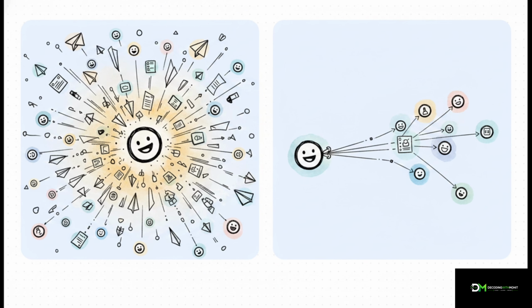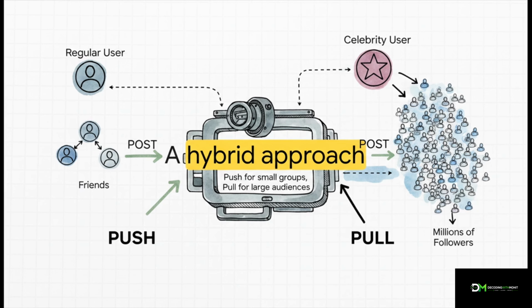Or, option 2, do we wait for a user to log in and then pull all their friends' recent posts to build their feed right then and there? That's way better for users who don't log in often, but it makes loading the feed feel a lot slower. So what do we do? Well, there's no single right answer.